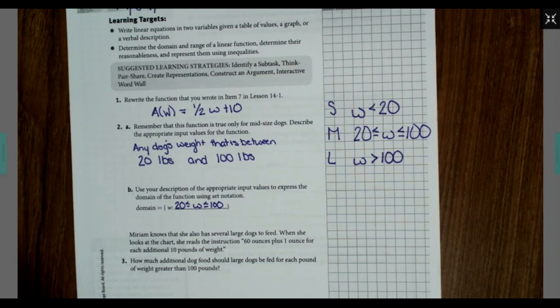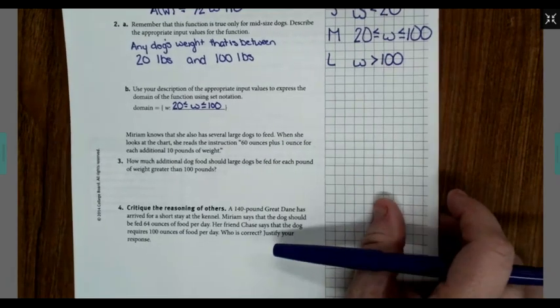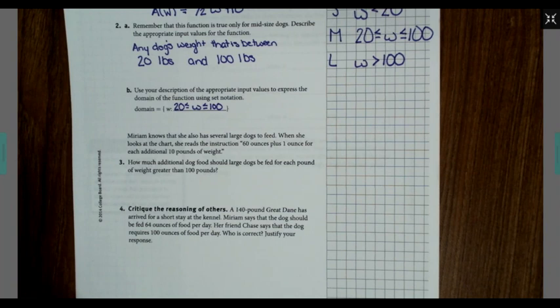Miriam knows that she also has several large dogs to feed. When she looks at the chart, she reads the instructions: 60 ounces plus 1 ounce for each additional 10 pounds of weight. How much additional dog food should large dogs be fed for each pound of weight greater than 100 pounds?